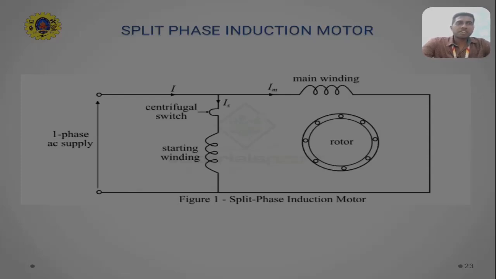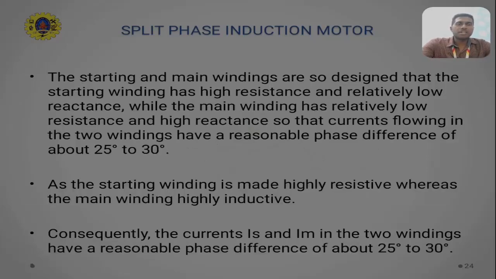Now the purpose of the centrifugal switch is this: initially the starting winding will be connected with the main winding. As the motor is started, it starts to gain speed. Once it reaches around 60 to 70% of its rated speed, it creates enough centrifugal force to open this switch. So this switch opens due to the centrifugal force of the rotor. Once the switch is open, the starting winding gets disconnected from the main winding. That is the purpose of the centrifugal switch, to disconnect the starting winding from the main winding after the motor reaches a particular speed.